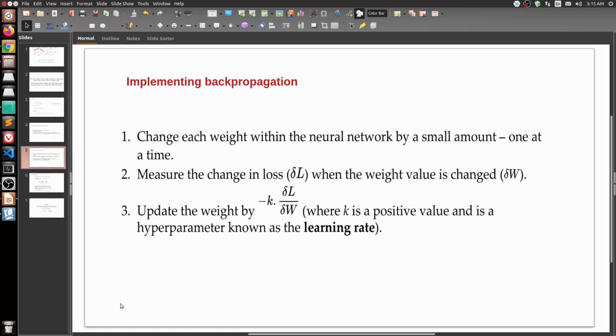So here are the high-level steps of back propagation. That is, start at the output layer, change each weight within the neural network by a small amount, one at a time, measure the change in loss, that is delta L, when the weight value is changed, that is delta W, and update the weights by minus k multiplied by del L del W, where k is a positive value and is a hyperparameter known as learning rate, and del L del W is a well-known thing called the gradient of loss with respect to the weights.